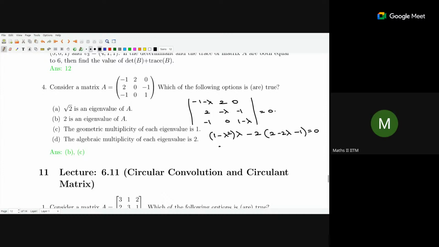Okay. So lambda minus lambda cube minus 2 plus 4 lambda is 0. So lambda cube, am I correct? Yeah. Lambda cube plus 3 lambda minus 2 is 0. Now you use trial and error method.